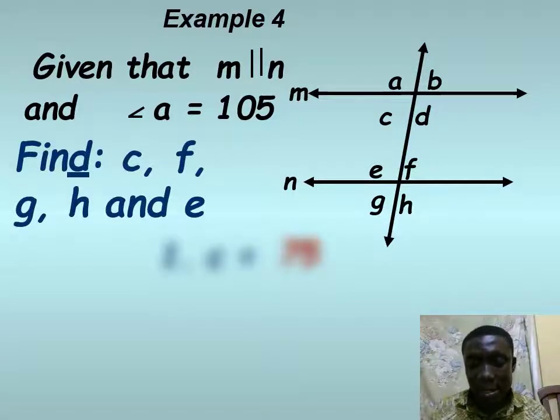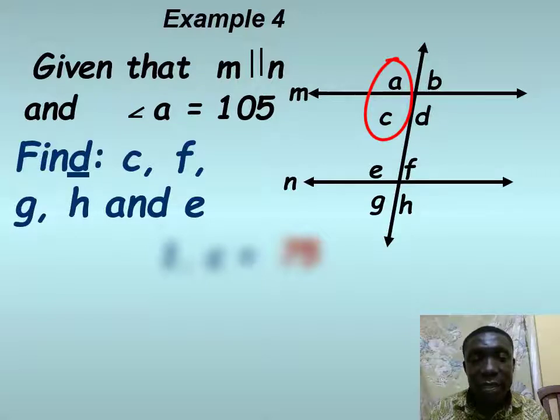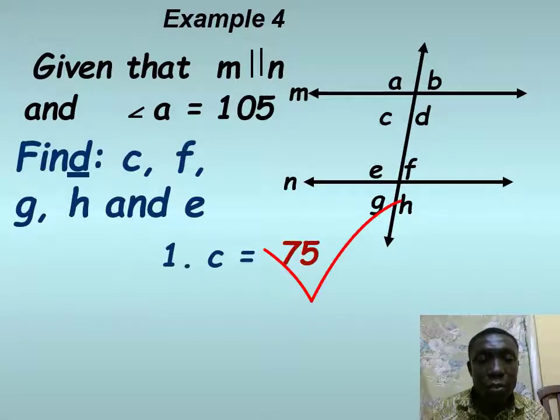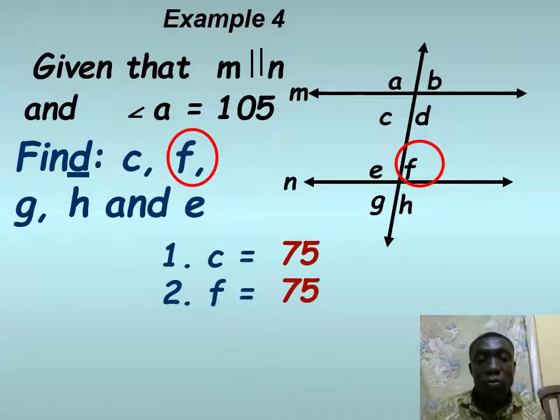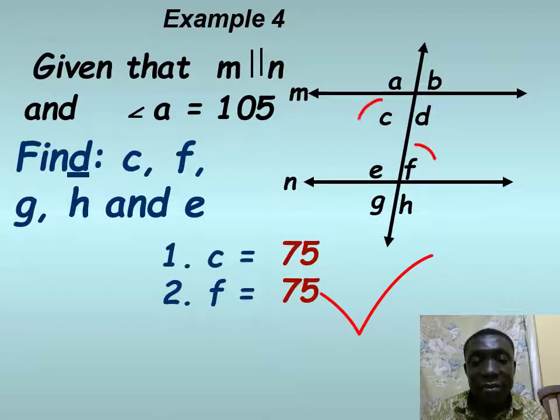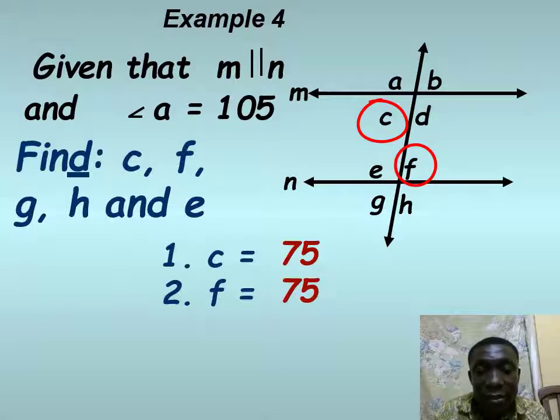Question 1. What is angle C? When we study the diagram very well, if angle A is equal to 105 degrees, we can say A and C are on a straight line. So angles on a straight line add up to 180 degrees. To get our angle C, we have 180 minus 105, giving us C equal to 75 degrees. Question 2. What is angle F? Study your diagram very well. Angle F is equal to 75 degrees. C and F form alternate interior angles, or simply alternate angles. So angle F is equal to 75 degrees.